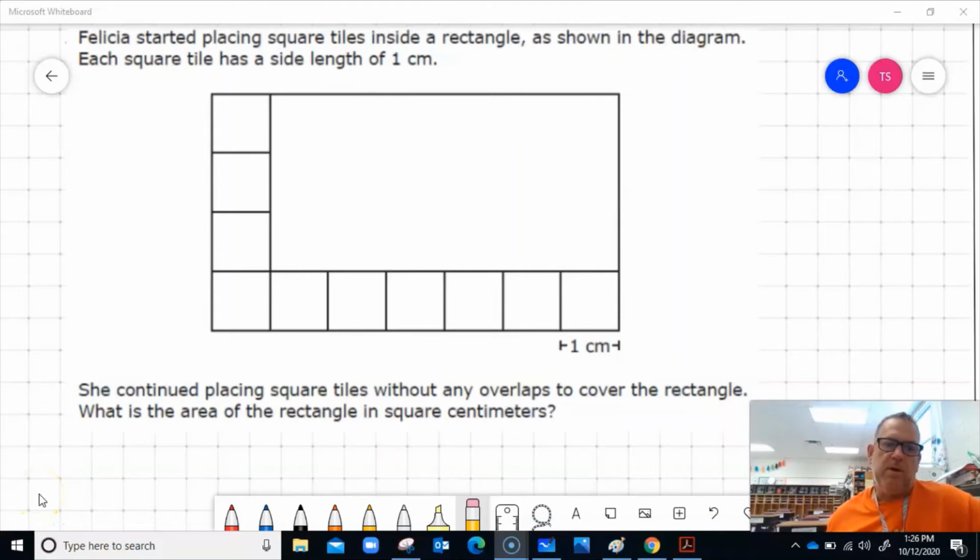Okay, we're going to look at this guided practice problem right here. It says, Felicia started placing square tiles inside a rectangle as shown in the diagram. Each square tile has a side length of 1 centimeter. She continued placing square tiles without any overlaps to cover the rectangle. What is the area of the rectangle in square centimeters?